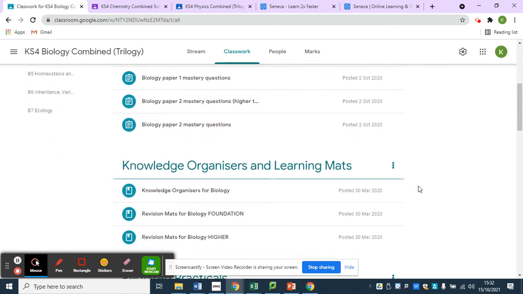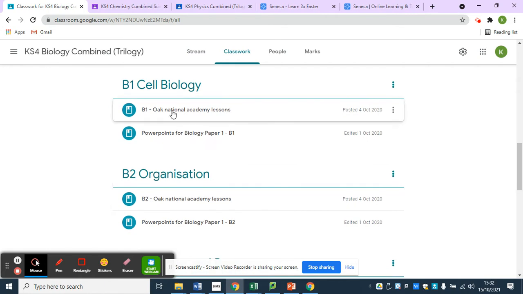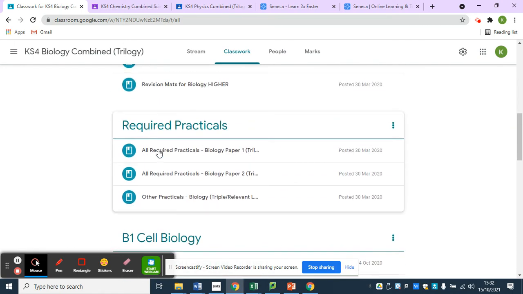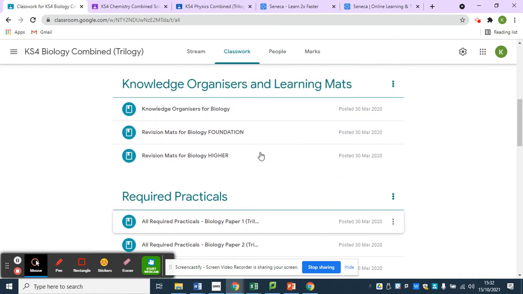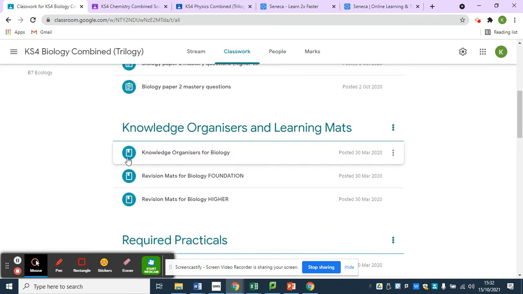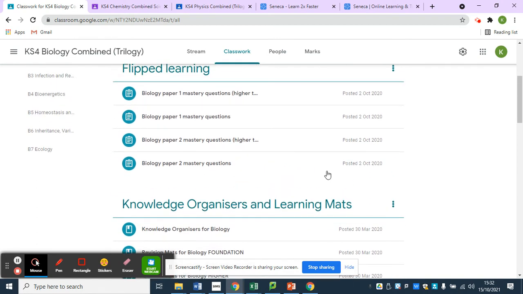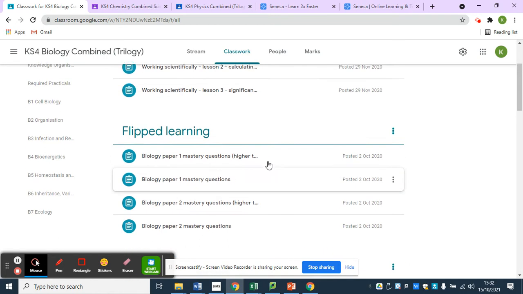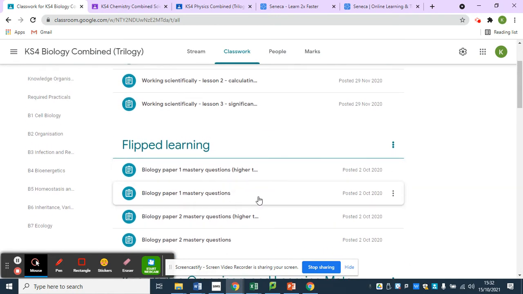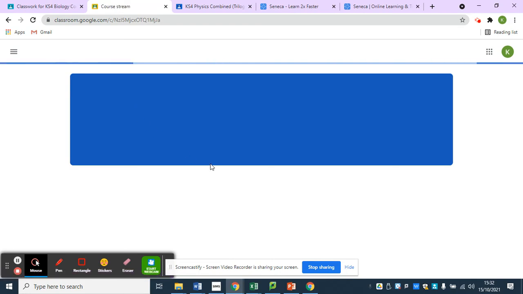Then if you go down to each of the different sections, there's all the Oak National Academy lessons. So if you want an in-depth look at a particular topic, that's a good place to go to. And then there's all the information about the required practicals up here. And we've got knowledge organisers, so if you want a quick overview and something to use to remember. And then we also have mastery questions, which really is a lot of practice. So there's bits of information to read and lots of questions to practice. And this is pretty much mirrored on each of the 3 sciences.